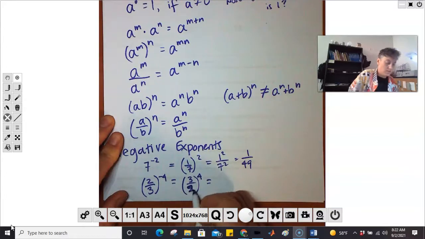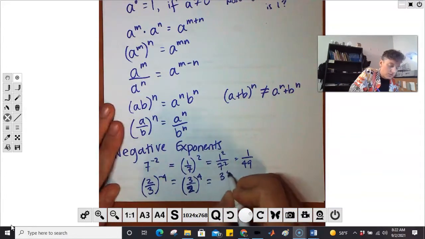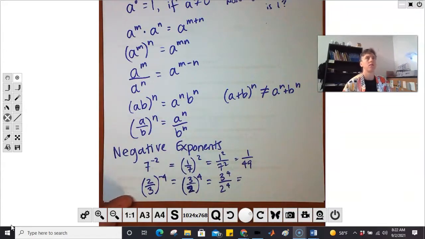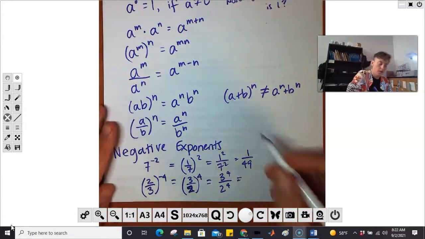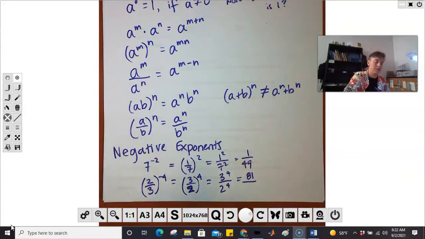I can't just change the number all willy-nilly. Which would be equal to 3 to the 4 over 2 to the 4. 3 to the 4: 3 times 3 is 9, times 3 is 27, times 3 is 81, over 2 to the 4: 2, 4, 8, 16. So, again, a negative exponent is equal to the reciprocal to the positive exponent. Now let's do some examples.